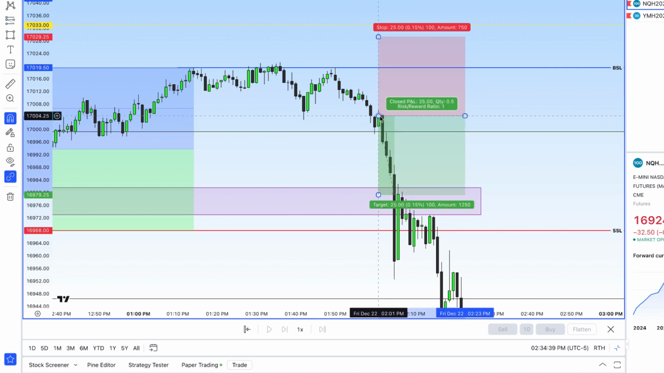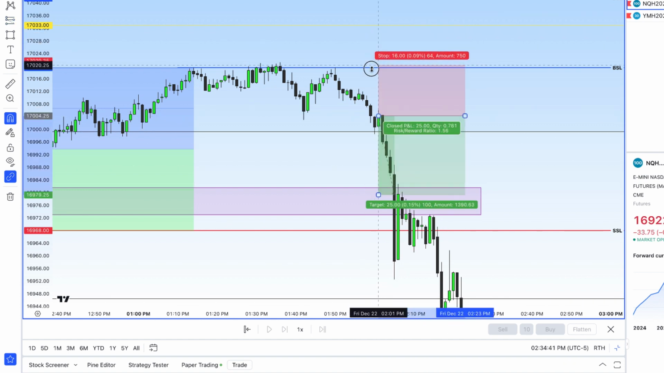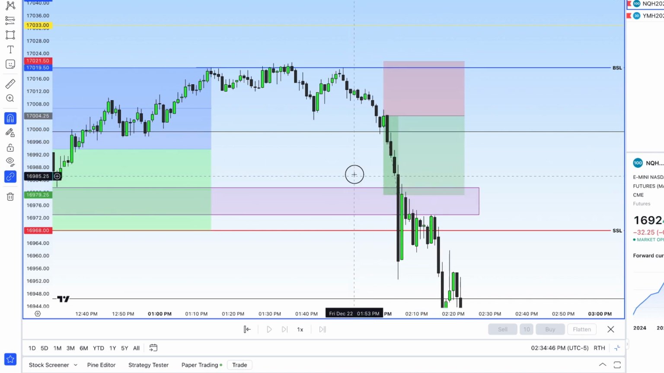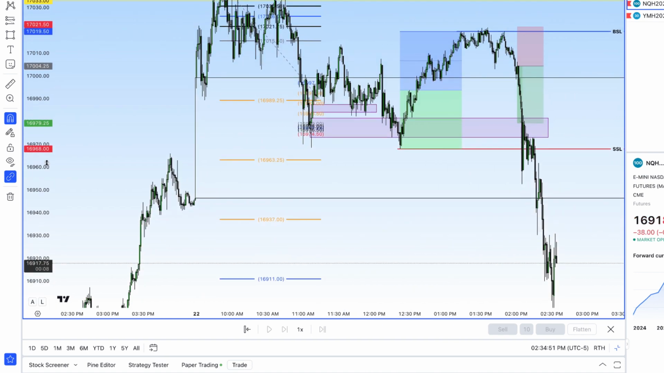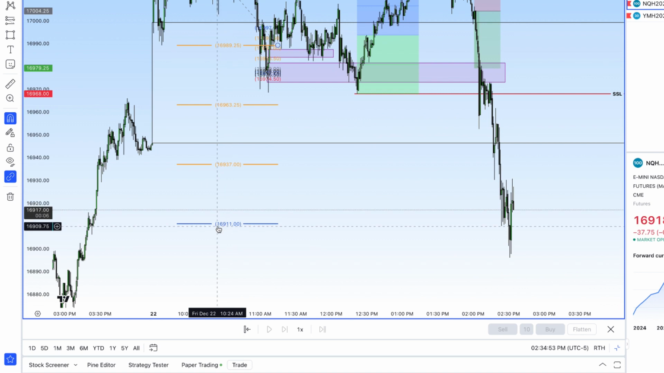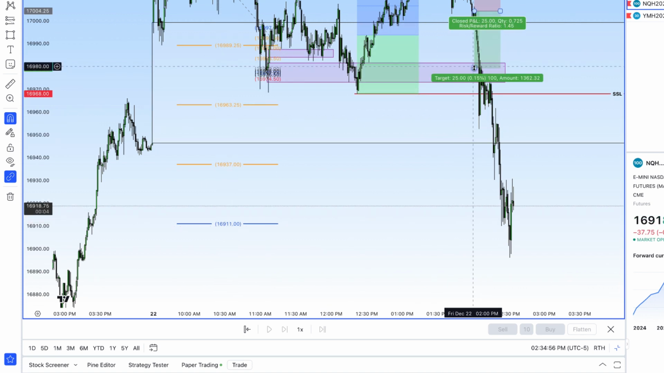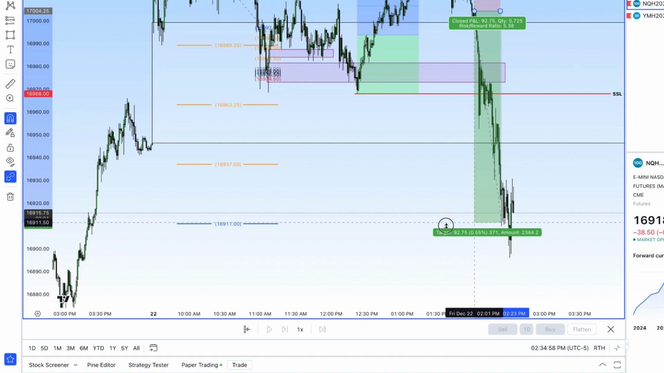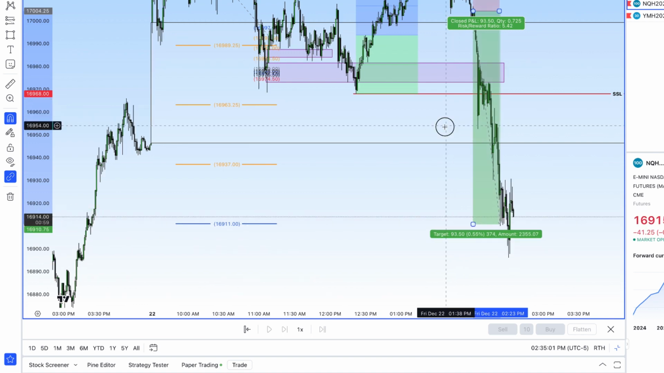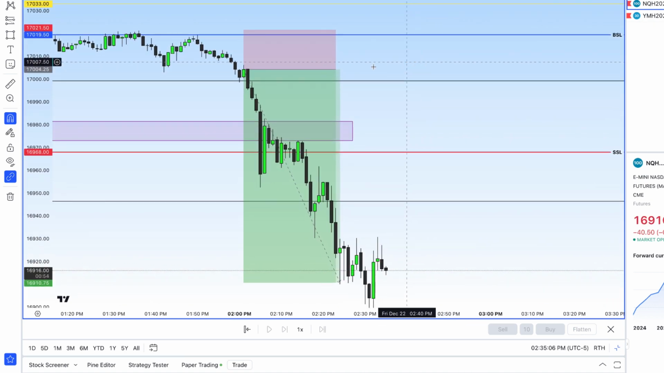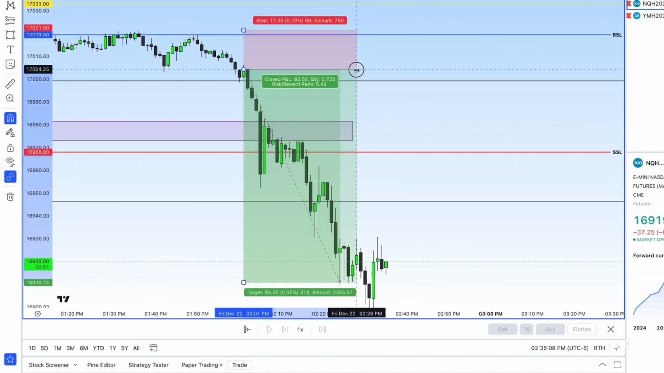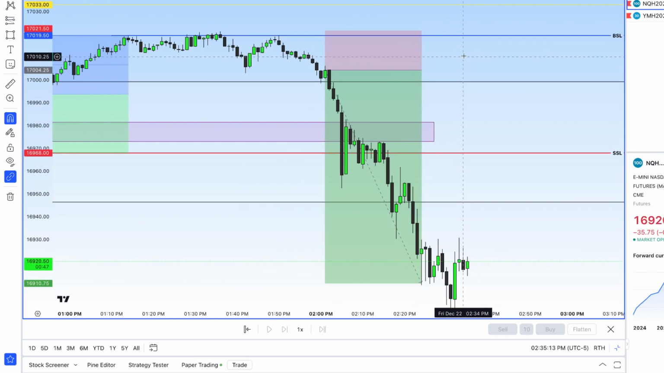This is what it would have looked like. This would have been perfectly fine. And then my target, I had a target drawn out to 16911. So this would have been an excellent trade, and I really gotta just start being more confident in what I'm seeing, because this would have been really healthy in the account, I could tell you that.